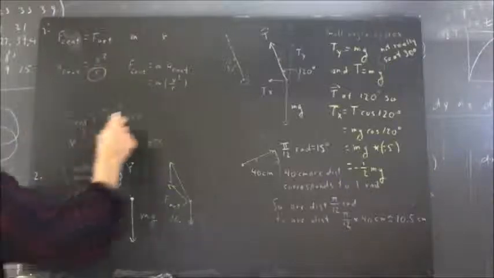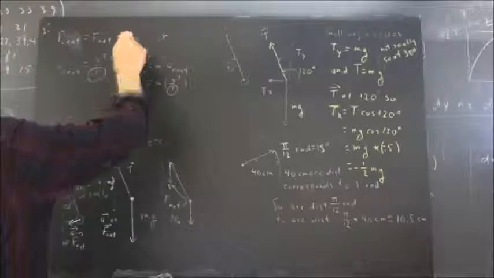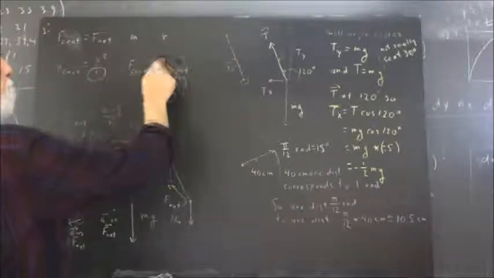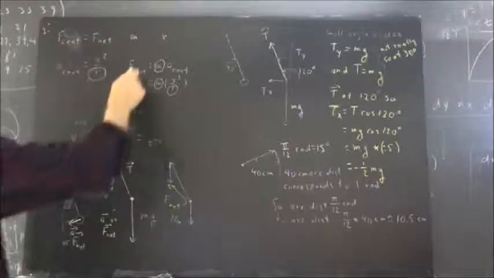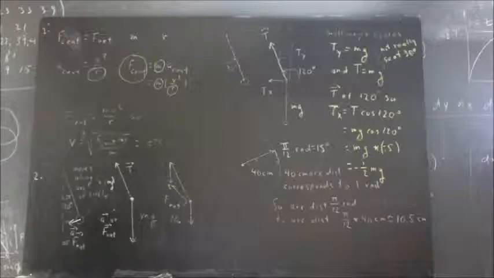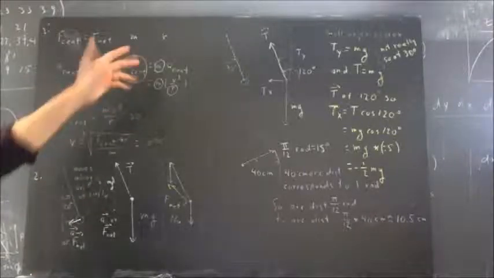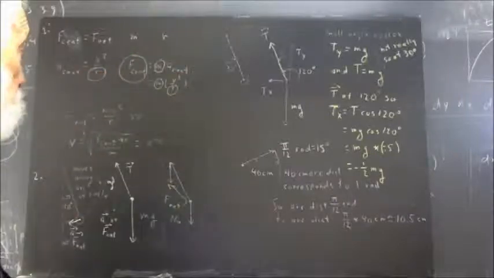We know the radius of the circle, which appears here and here. We know the mass, which appears here and here. And we're given the centripetal force. Centripetal force being the net, well, doesn't matter. Centripetal force is mass times centripetal acceleration.